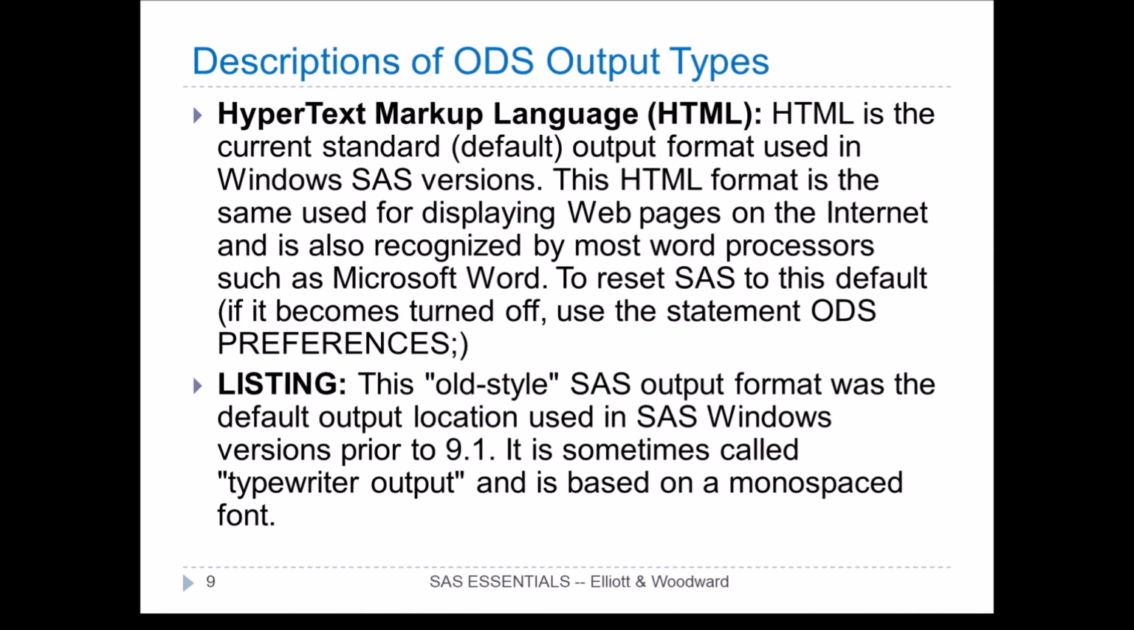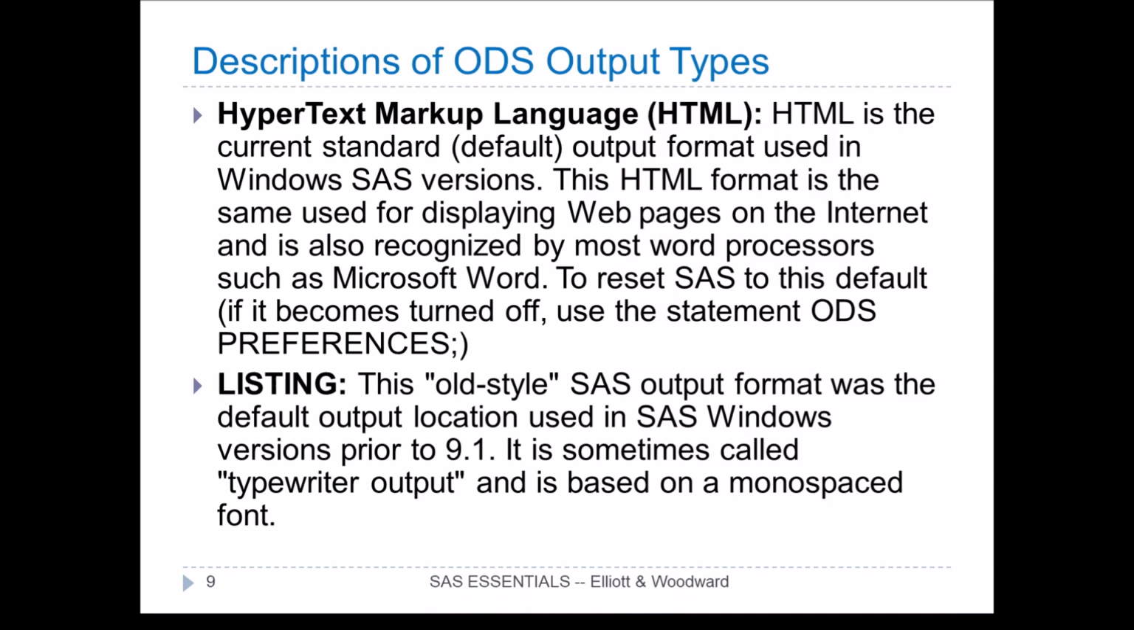All right, first let's look at ODS output HTML. As I mentioned, it's called the hypertext markup language. This is the language used by most internet pages. And this is the default. So the default output by SAS actually creates output that can easily be copied and pasted into a web page. But there are other kinds of things that we can also paste it into, like Microsoft Word and so forth.